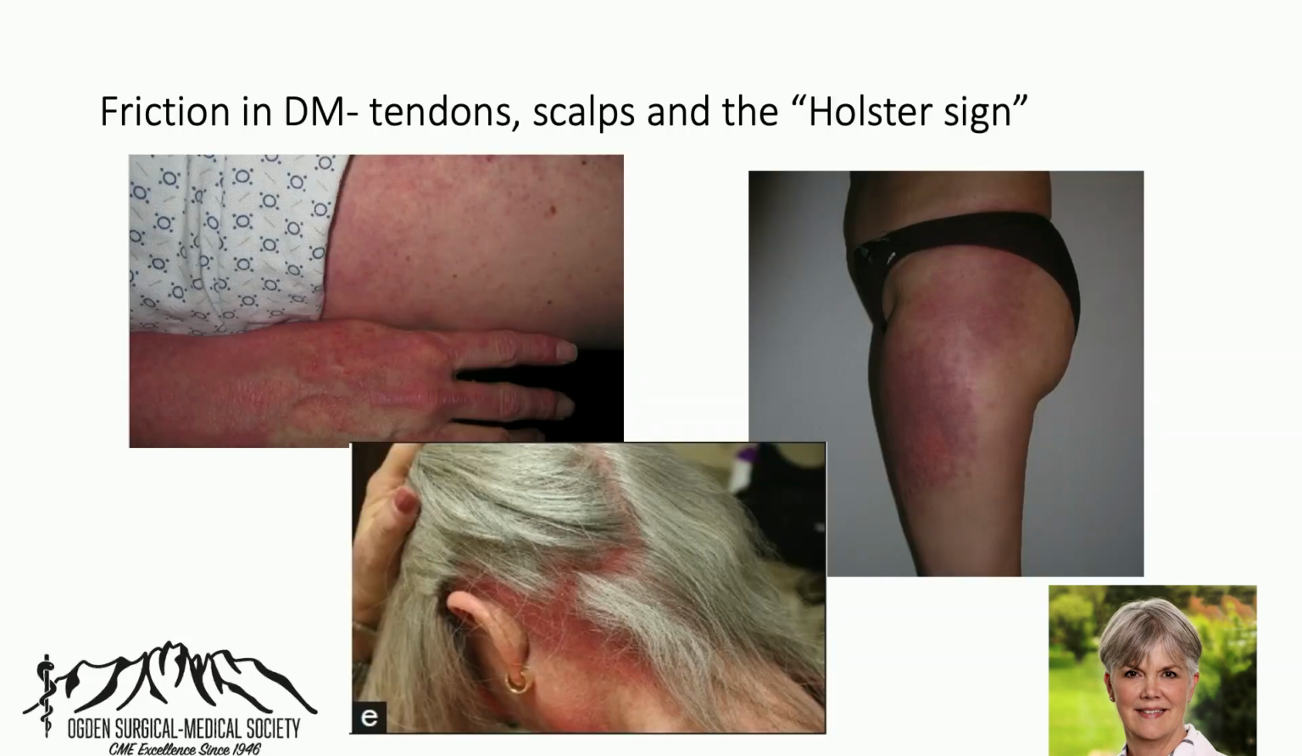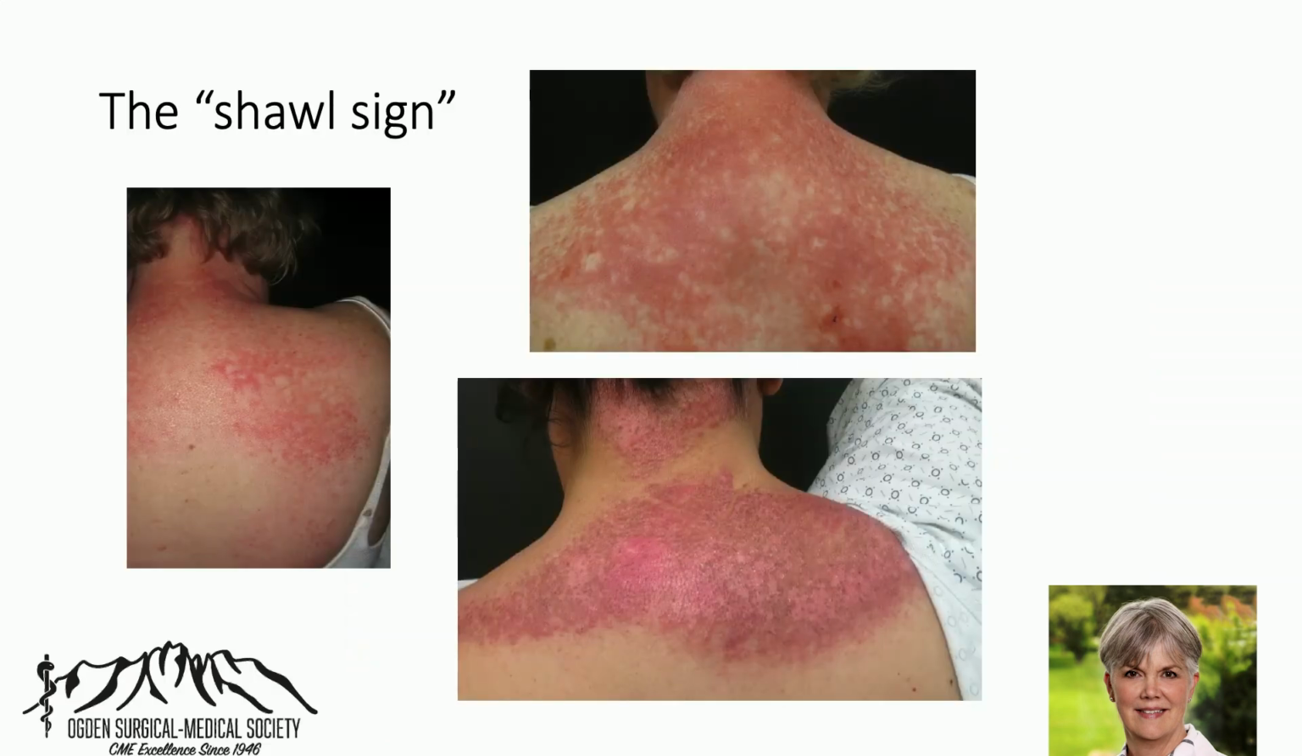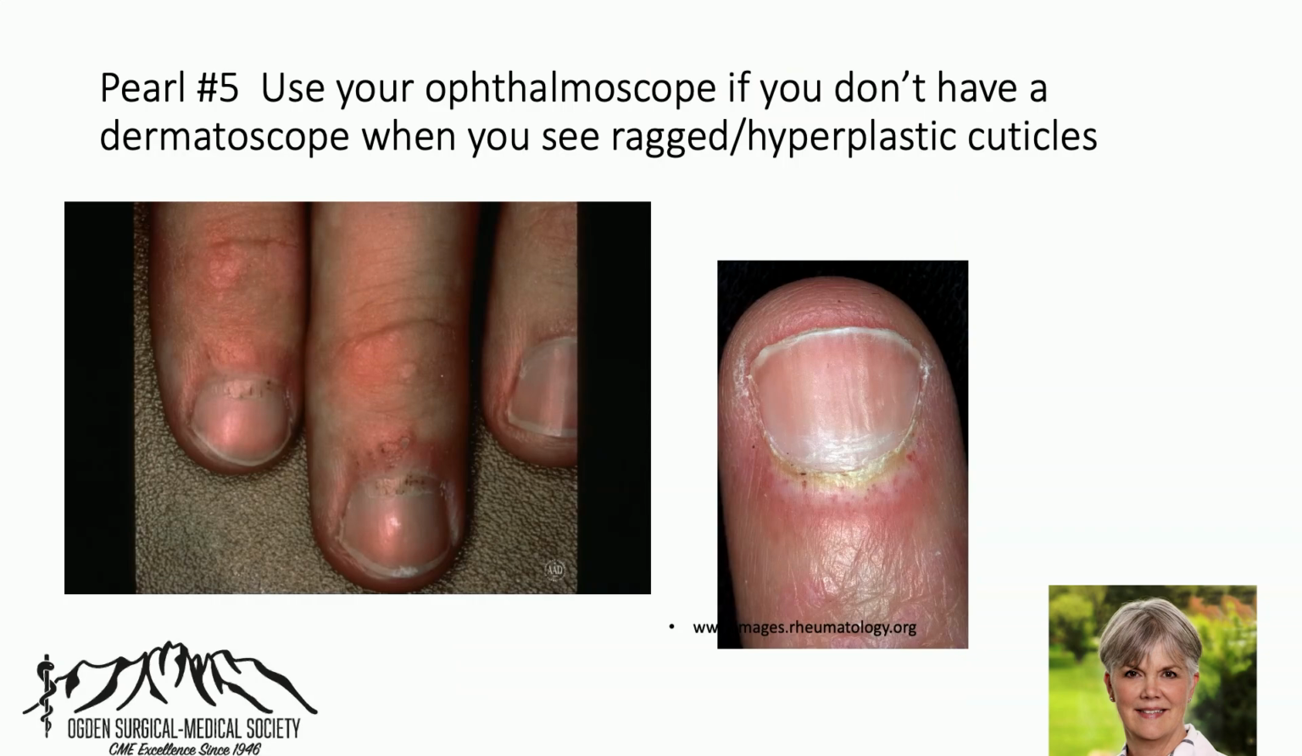Here you can see the involvement up the tendons on the hand, that itchy scalp that patients will have that is often mistaken for psoriasis. And then lastly, the holster sign on the hip. Actually, not lastly, the famous shawl sign across the upper back. So when you see this, and it just doesn't seem like it's typical dermatitis, try to remember it might be dermatomyositis.